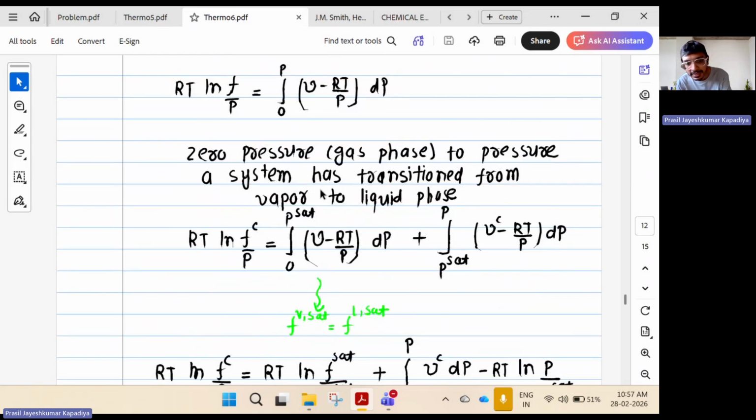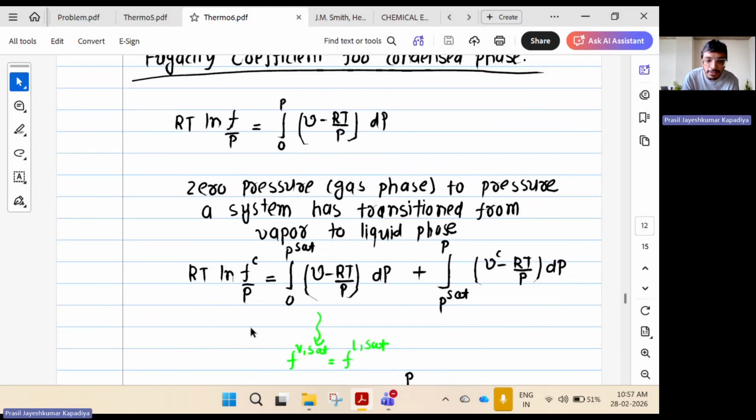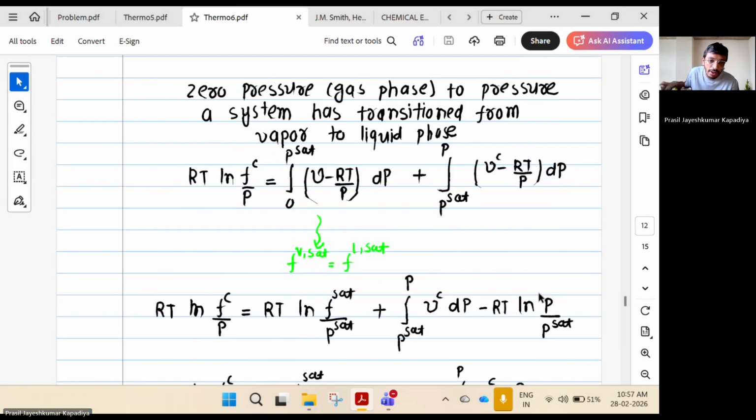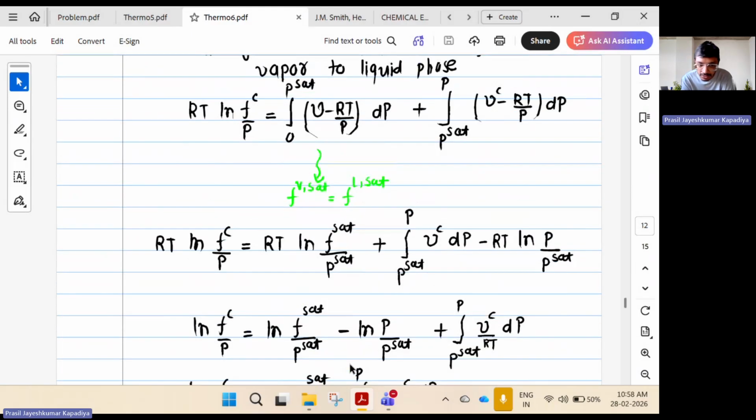So what will I write? I will write 0 to P sat. How can I write this equation? RT ln Fc by P is equal to the integration from 0 to P sat of (V minus RT by P) dP plus the integration from P sat to P of (Vc minus RT by P) dP, where Vc is the condensed phase volume. Now, when it is in equilibrium, the fugacity of the vapor phase will be equal to the fugacity of the liquid phase. That's why that term is not visible here, because we don't need to write it, because both liquid and vapor have the same fugacities.